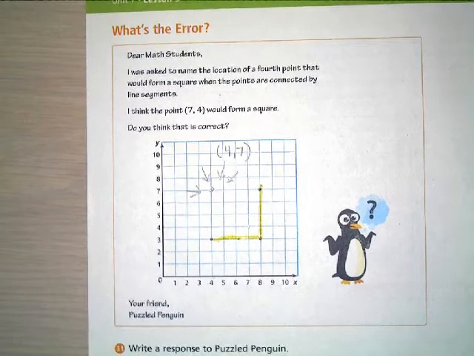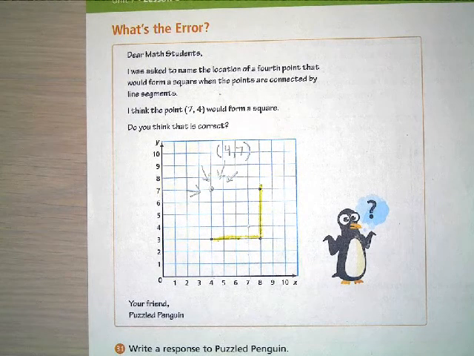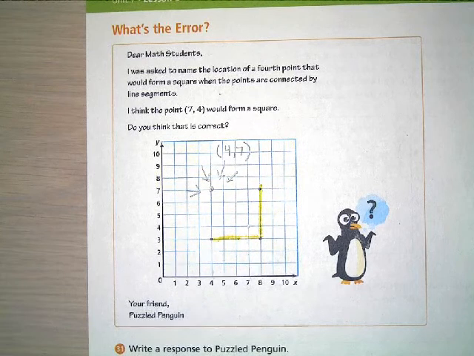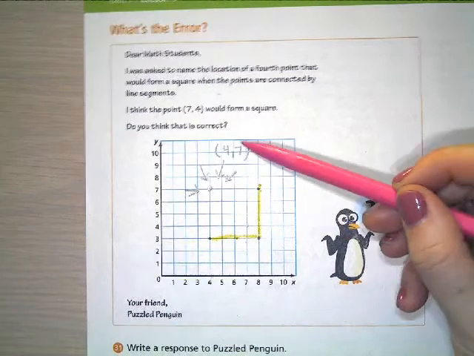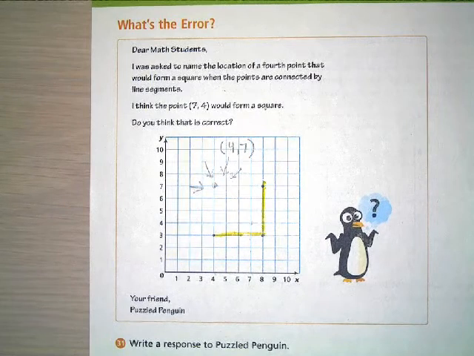What do you think his mistake is? He put the 7 first instead of the 4. Yeah. So he switched the X and Y up. Very good. He switched the X and the Y coordinates up. He thought that you went up and then went over. Does that make sense? He did not think that correctly. You need to go over then up.